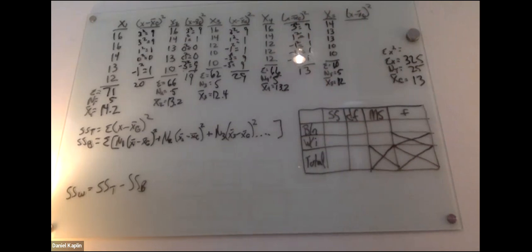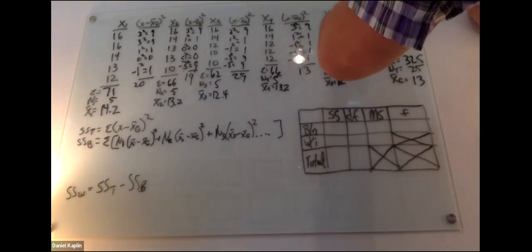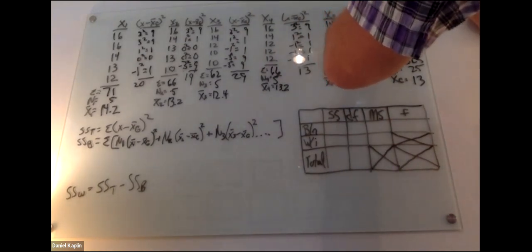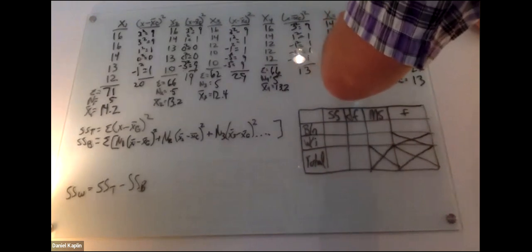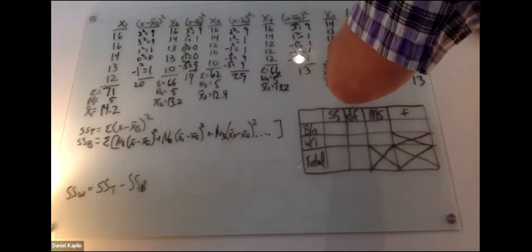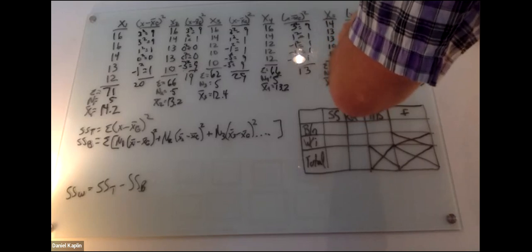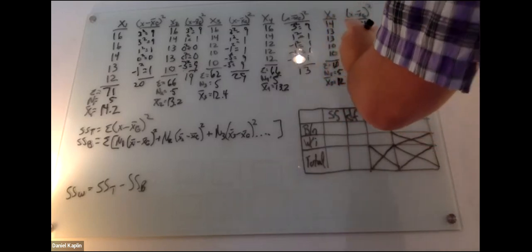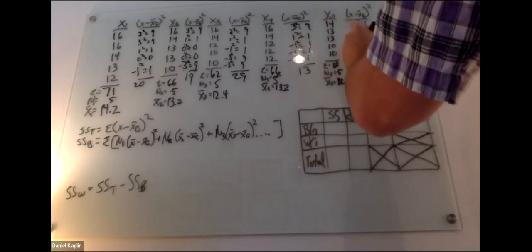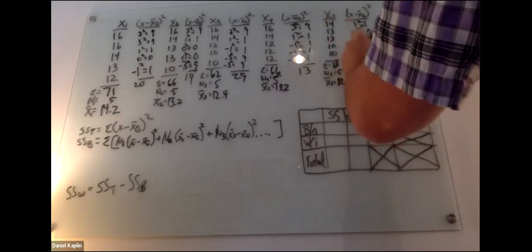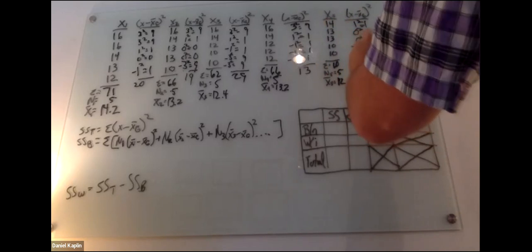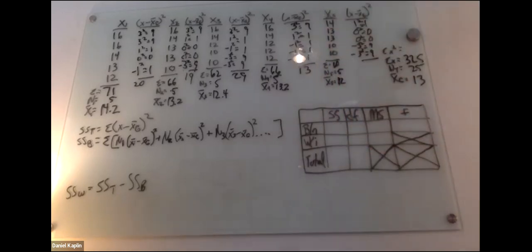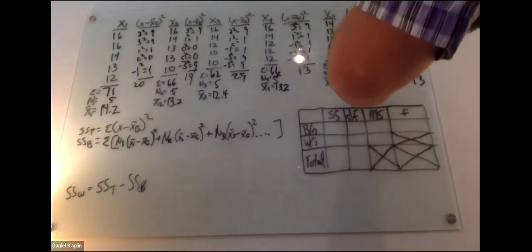So 14 minus 13 is 1 squared, or 1. 0 squared, or 0. 0 squared, or 0. See, I'm just doing the subtraction as I was doing. Minus 3 squared, or 9. Minus 3 squared, or 9. Add that up. So when we add that up, we get 19.